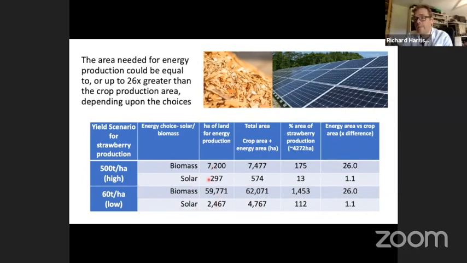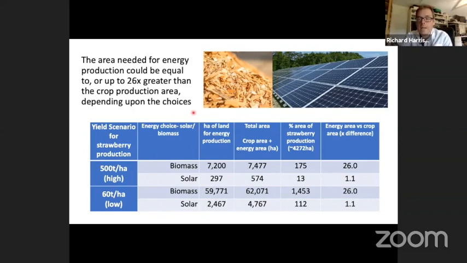If you were to take the 500 ton a hectare example, we're looking at more or less a tenfold reduction in both of them. For biomass, sort of produced energy, it's still a huge land area. For solar, it's a lot lower. So there's a good case for thinking that if we crack the yield and intensity of our production systems, there are viable green solutions that could be used.